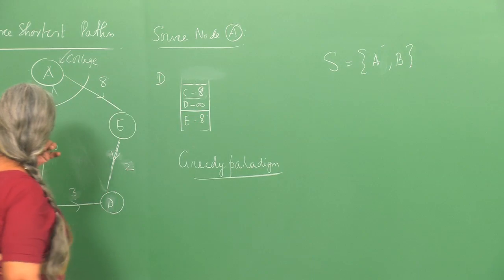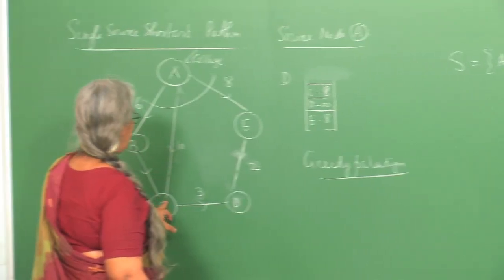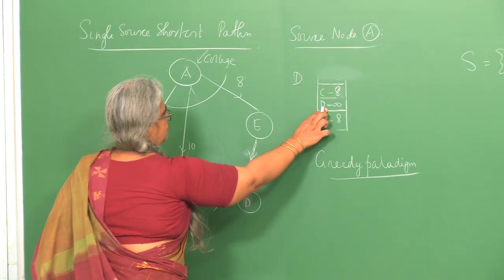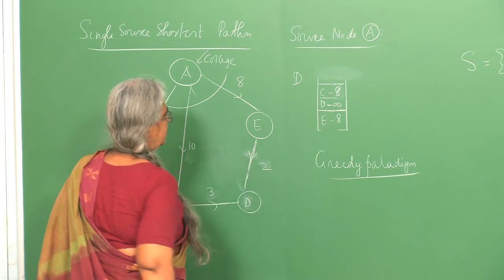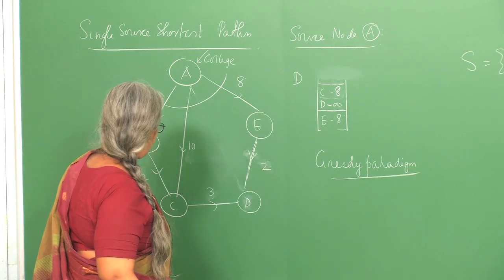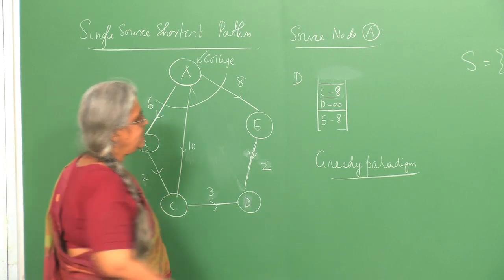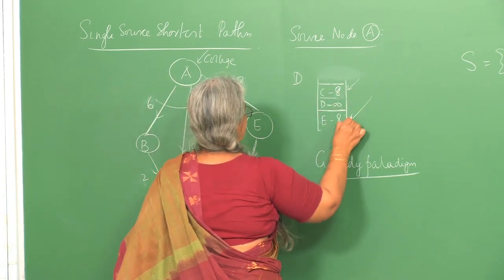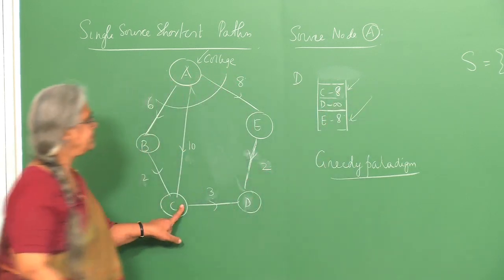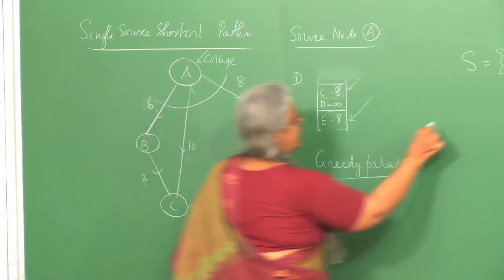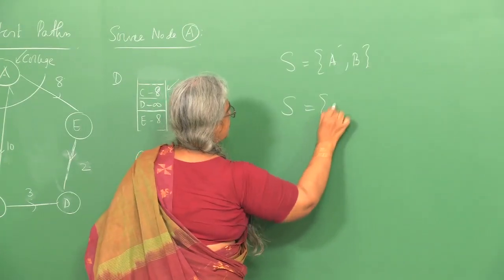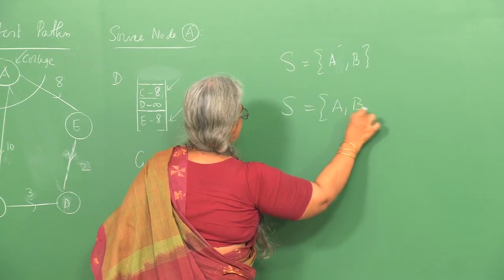So, what do I have now? I have a path to C which is 8, a path to D which is infinite, and a path to E which is 8. Now I choose either this or this, it does not matter. Let us say I choose C. So, I again include into this vertex list A comma B comma C.